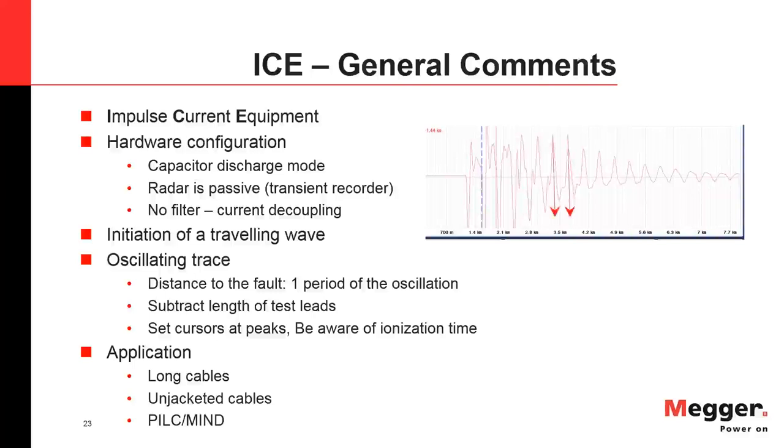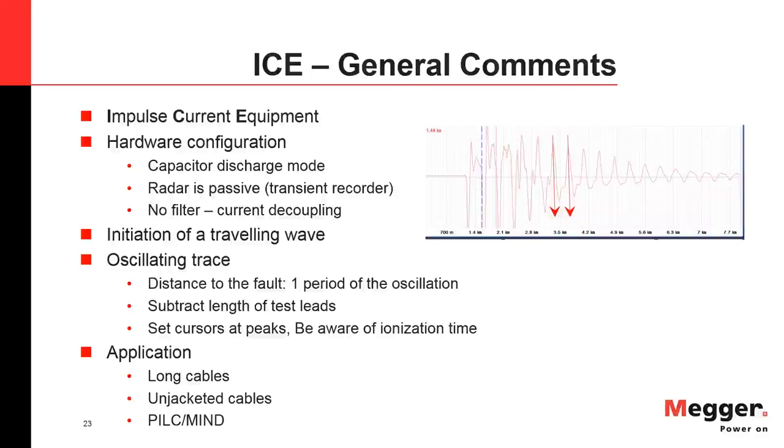And the application for ICE is now typically wherever ARM is not working. Long cables, it's fairly effective. Unjacketed cables, you can get good results. And of course, PILC. On PILC, it is mainly due to the quality of the arc, because you ignite an arc that is burning very stable at a nice high voltage, so you get a better trace when you use the ICE method on PILC. Typically, you can pretty much say ICE works very well on PILC cables, while ARM works okay on shorter PILC cables and not so good on longer PILC cables.